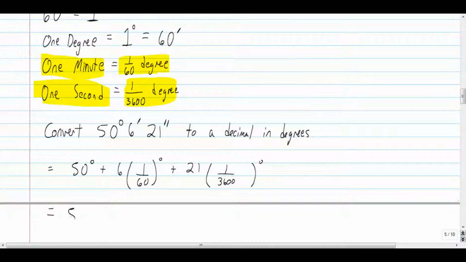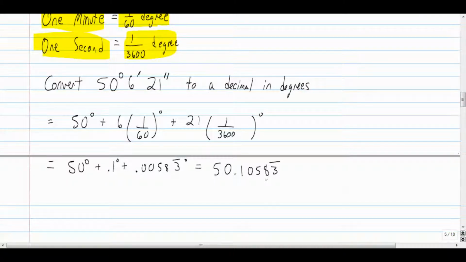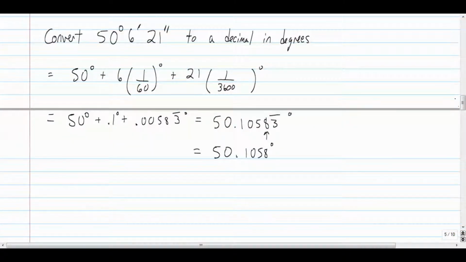So this is going to be 50 degrees plus 0.1 plus 0.0058, 3 repeating. Now, put those together, and now all these are degrees. All these parts are degrees. So this is 50.1, if I added these, that would be 0.1058, 3 repeating. And if I rounded to 4 decimal places, then that would be 50.1058 degrees. And that's my answer. That's my decimal in degrees.